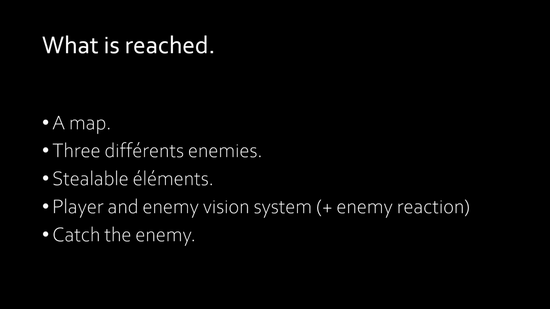It's now time to talk about my first prototype. In this very unfinished first prototype of my game, we have these elements: a map of the game, three different enemies with their own patterns that are randomly selected at the beginning of the game, different elements that the enemy can steal on the map, a player vision field in which the player can see the enemy, an enemy vision field thanks to which it can detect the player and flee if he sees him, and there is also the possibility of destroying the enemy if we reach his back.